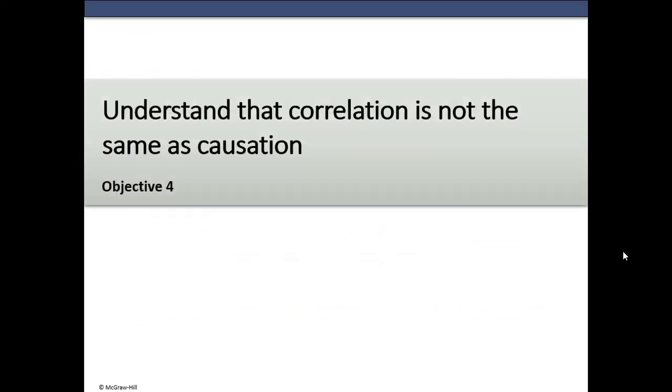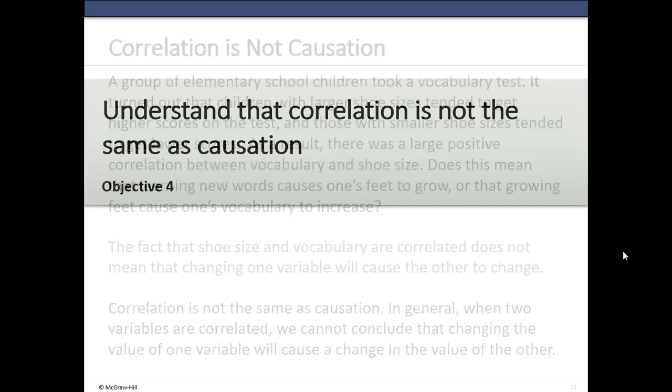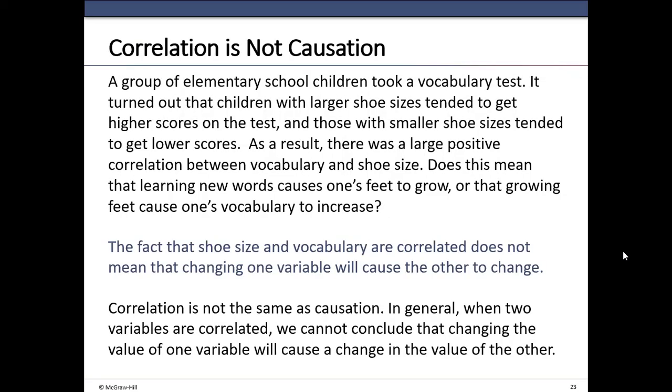Understand that correlation is not the same as causation. So two variables, X and Y, may be correlated. That means there is a relationship between them. But that does not mean X causes Y to happen or Y causes X to happen. A group of elementary school children took a vocabulary test. It turns out that children with larger shoe sizes tend to get higher scores on tests, and those with smaller shoe sizes tended to get lower scores. As a result, there was a large positive correlation between vocabulary and shoe size. Larger shoe size, higher vocabulary. Strong positive relationship between vocabulary and shoe size.